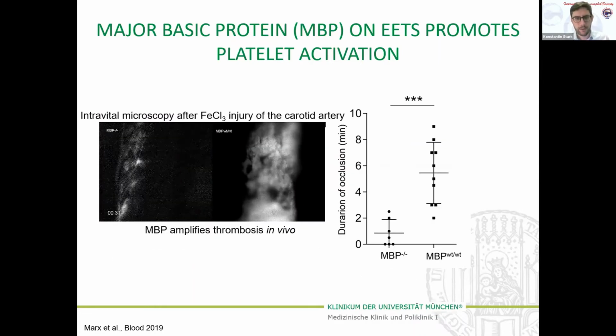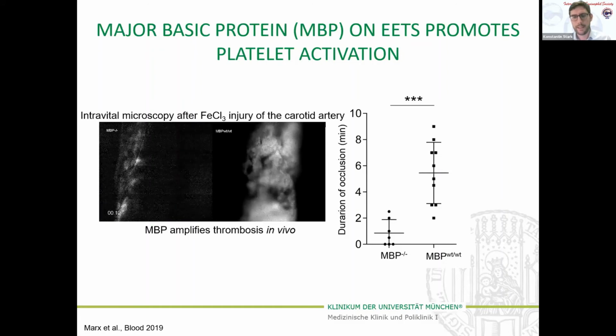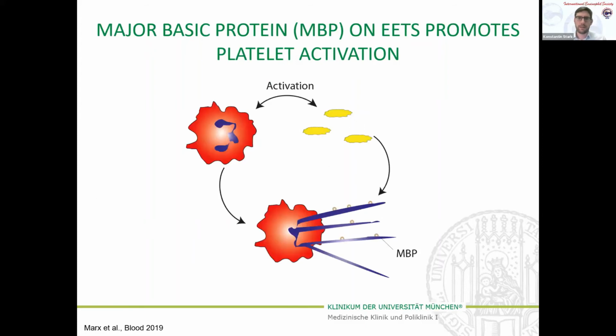And to come back to the in vivo situation, we also performed our arterial thrombosis model in carotid arteries of mice, and saw that also there the formation of arterial thrombi is decreased in mice which don't have major basic protein. So to sum up this part, we think that there's a mutual activation of platelets and eosinophils. Platelets foster or induce the formation of eosinophil extracellular traps, which are decorated by MBP, and this in turn fosters the activation of platelets.